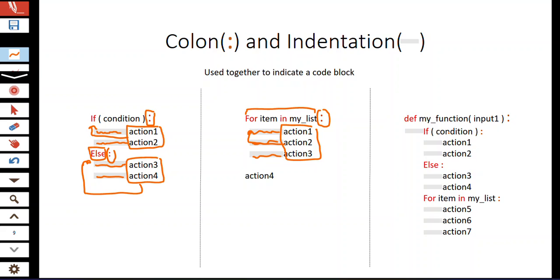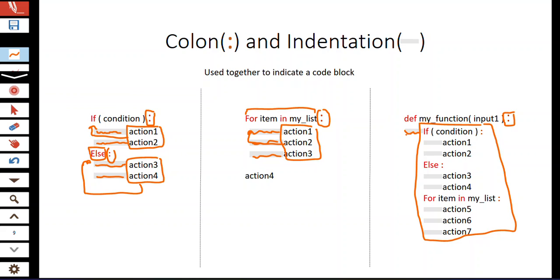Similarly, we use the colon and the indentation in function definitions, as we have seen so far. So you write def my function input one, and then you use the colon to indicate that you will start the definition of your function. Now we leave some white space to indicate that all of these statements here belong to the function my function. Therefore, whenever we call the function my function, all of these statements will be executed. Why? Because they belong to this function.